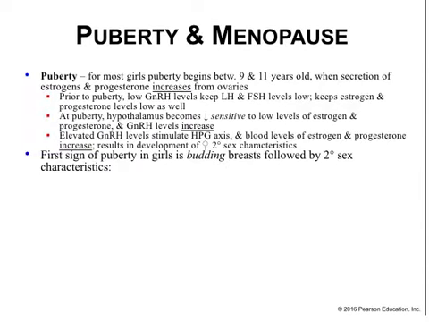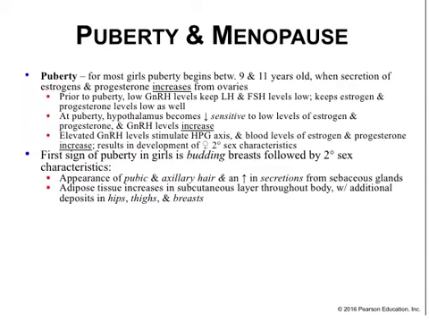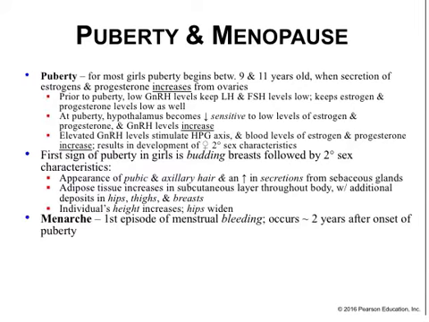The first sign of puberty in girls is an increase in the size of the breast, followed by other secondary sex characteristics such as the appearance of pubic and axillary hair and an increase in secretions from sebaceous glands. Adipose tissue increases in subcutaneous layers throughout the body, with additional deposits in the hips, the thighs, and the breasts. The individual's height increases and the hips widen.